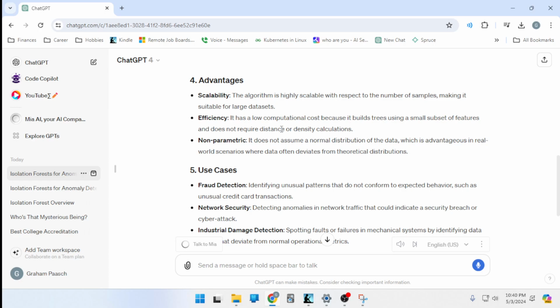5. Use cases: fraud detection, identifying unusual patterns that do not conform to expected behavior, such as unusual credit card transactions. Network security. Detecting anomalies in network traffic that could indicate a security breach or cyber attack. Industrial damage detection. Spotting faults or failures in mechanical systems by identifying data points that deviate from normal operational metrics. 6. Limitations: randomness. The randomness in tree construction might lead to variability in the results. Ensemble methods can mitigate this by averaging over many trees. Data imbalance. Highly imbalanced data can bias the isolation towards the majority class, potentially ignoring subtle anomalies. This primer should give you a basic understanding of how isolation forests work in the context of anomaly detection within machine learning.